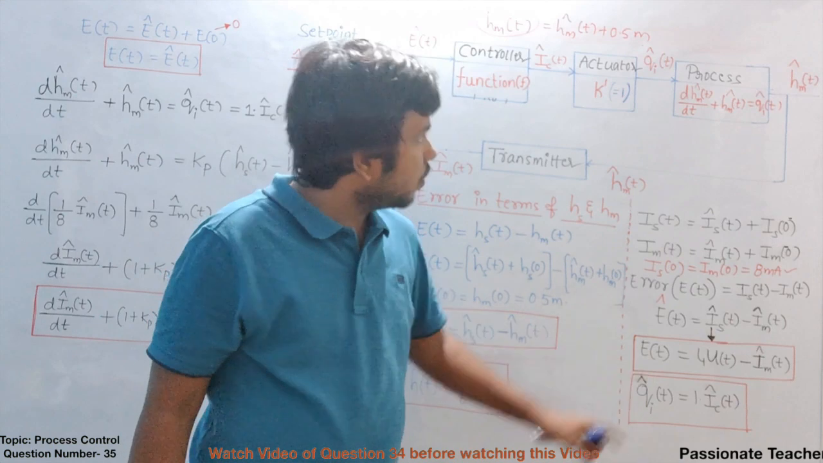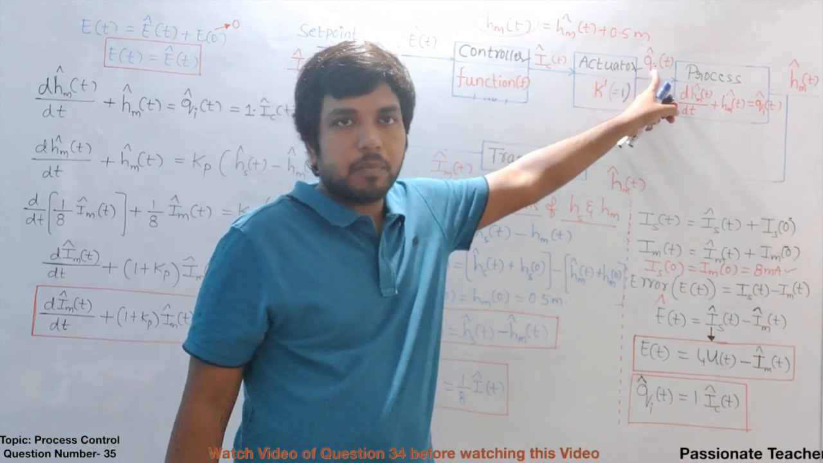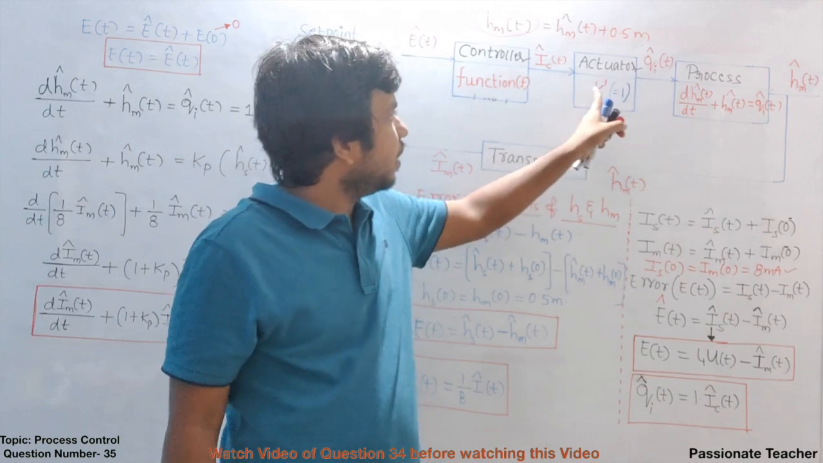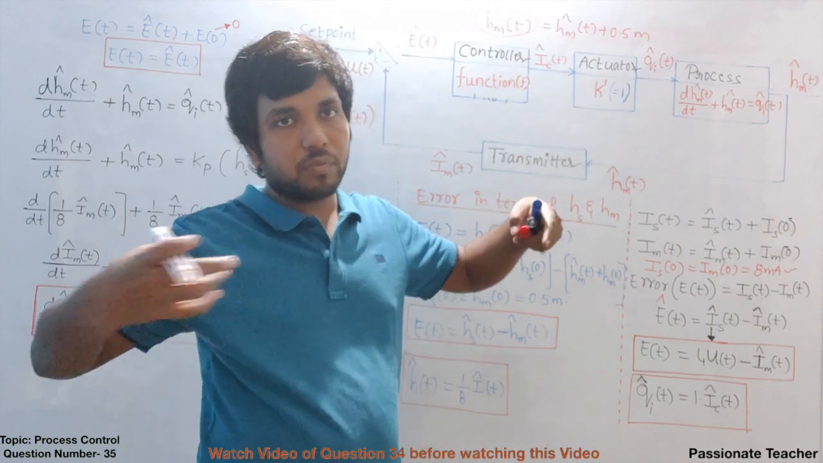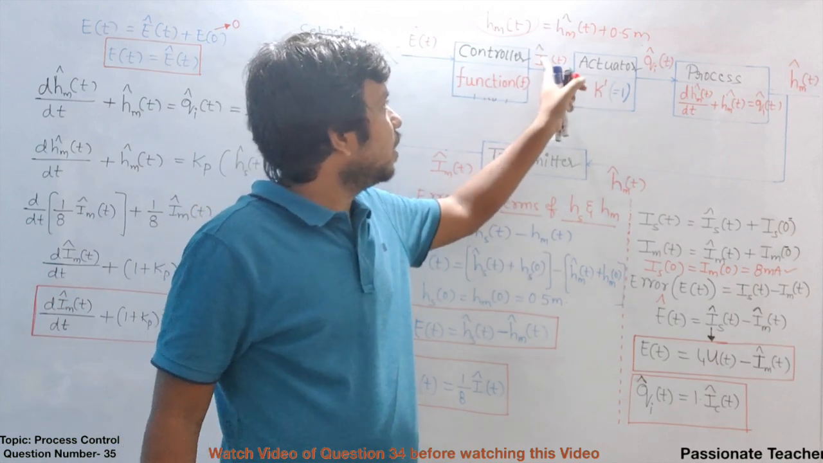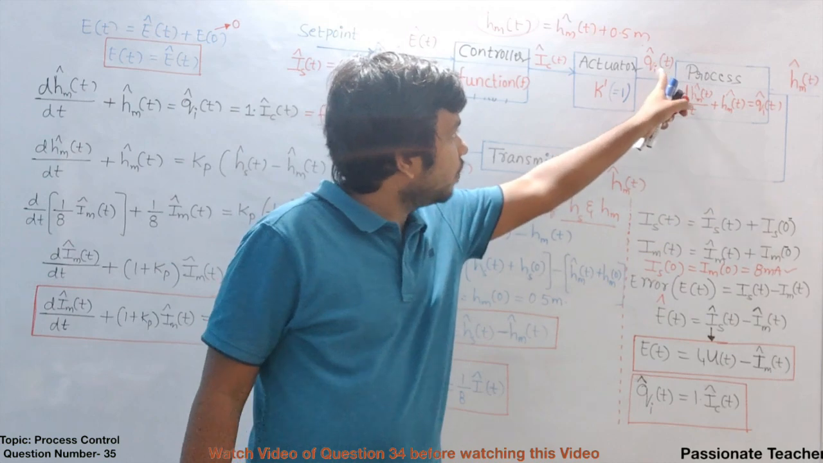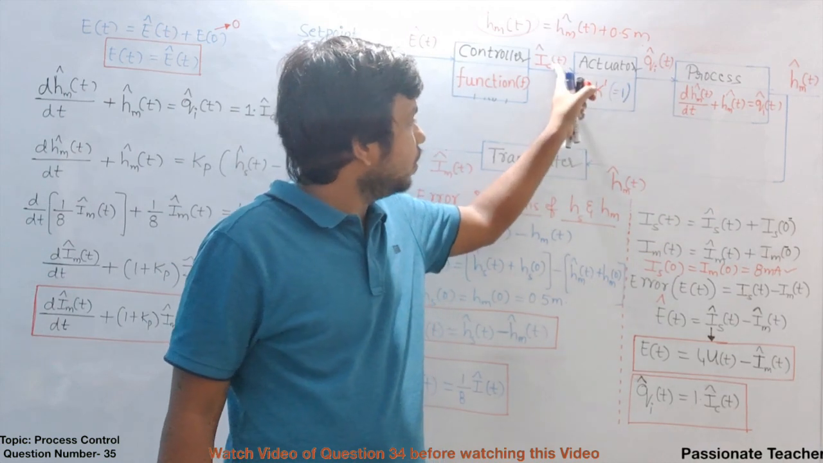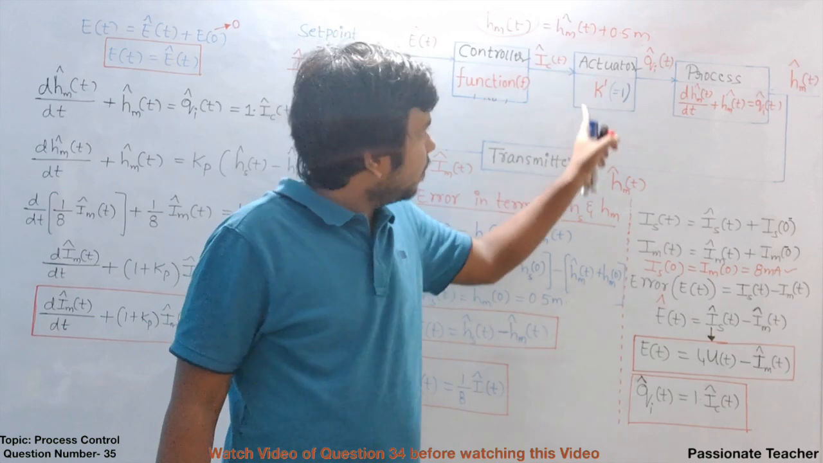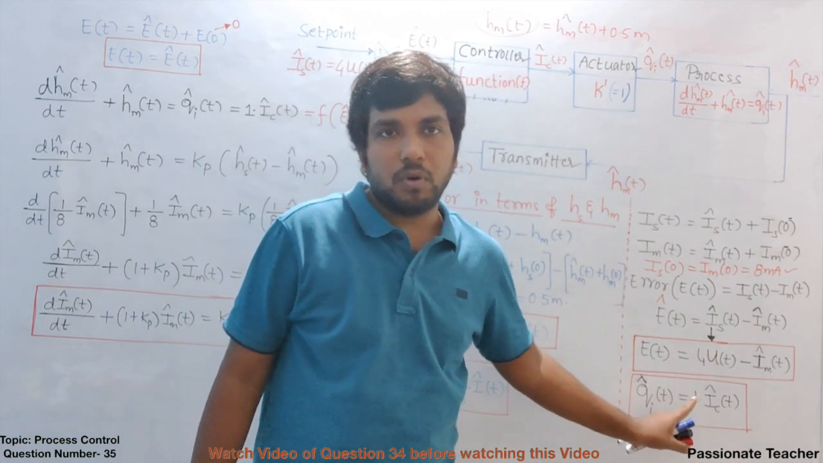Now, one more thing I would like to address here. If you look at the deviation in the flow rate, Qi cap of t can be given as K dash into IC cap of t, which is coming out of the control valve. Naturally, it depends on the current given to the control valve. So I have written Qi cap of t is equal to K dash into IC cap of t. But K dash is equal to 1. That's why I used 1 here. So please make a note of this.